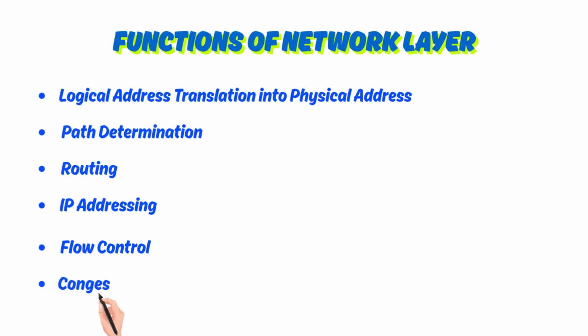And finally, we come to congestion control. If too much data floods the network, routers get overloaded and packets start getting dropped. This causes delay or even communication failure. To fix this, the network layer uses techniques like packet queuing, priority management, and feedback signals to balance the load. It is like reducing the traffic on a busy road to keep things moving smoothly.